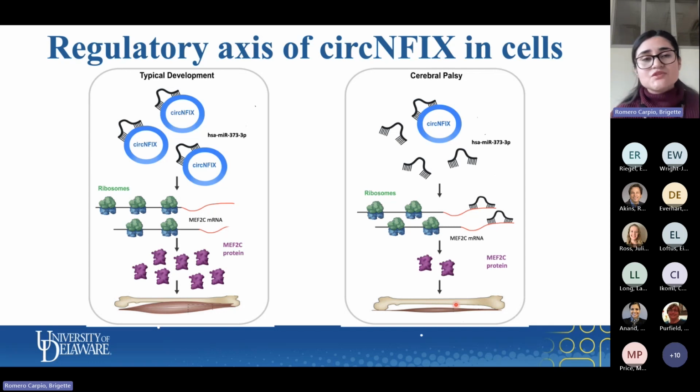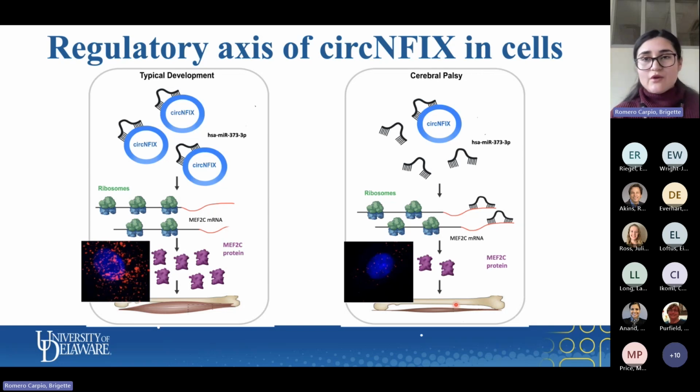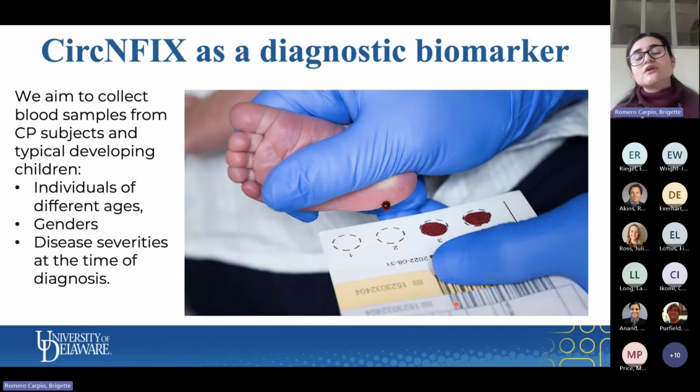But as I mentioned at the beginning, the overall goal is to use it as a diagnostic biomarker. And for that, we plan to increase our sample size, and we aim to collect blood samples from different CP subjects and typically developing children, including individuals of different ages, genders, and disease severity at the time of diagnosis. In that way, it will allow us, just by taking a sample of blood, to identify the condition in an early and specific way.